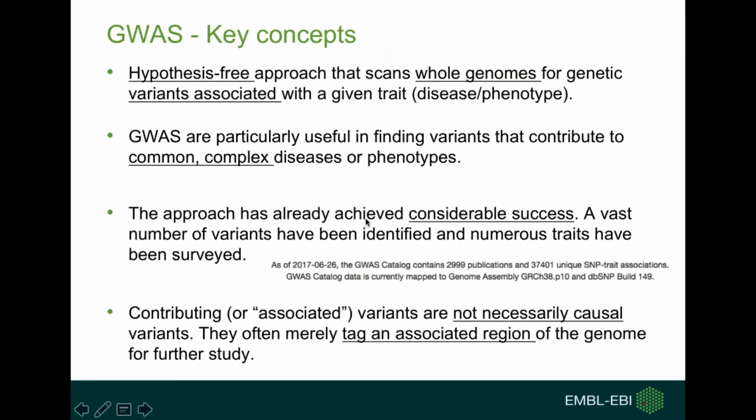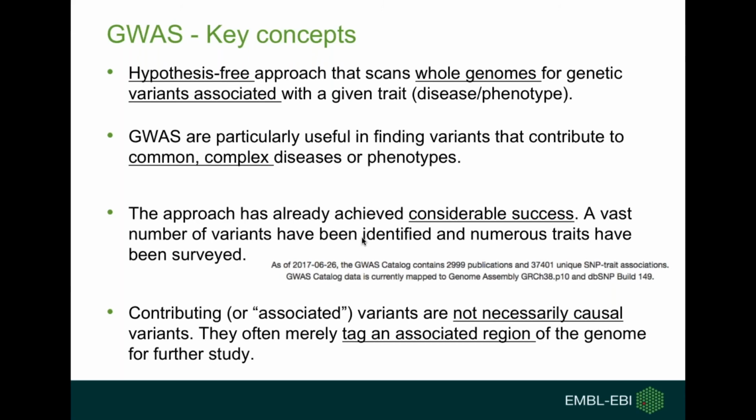But nonetheless, the goal of a GWAS is to identify these changes at a single position that do have an impact on the phenotype. Now, some key concepts about GWAS to remember. GWAS is a hypothesis-free approach. It scans whole genomes for genetic variants associated with a given trait of interest. GWAS are particularly useful to find variants that contribute to common complex diseases, for example, diabetes, or heart disease, for example, cancer.